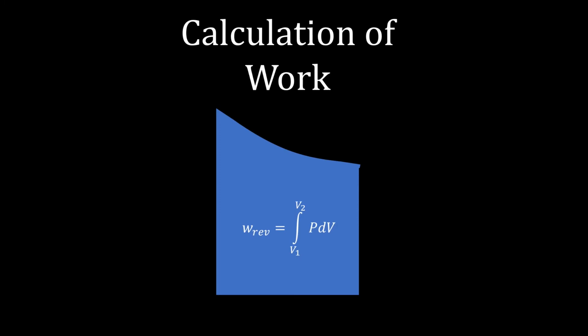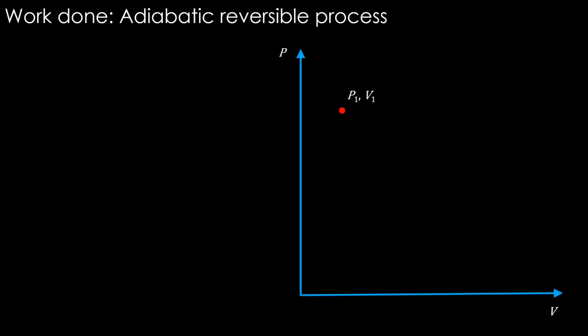Now that we have seen what isothermal and adiabatic processes are, let's see how to calculate the work done. This video is all about mathematically deriving the expressions for work done. We'll do it only for the reversible expansion cases here, that is, work done by the gas. First one is the adiabatic process.